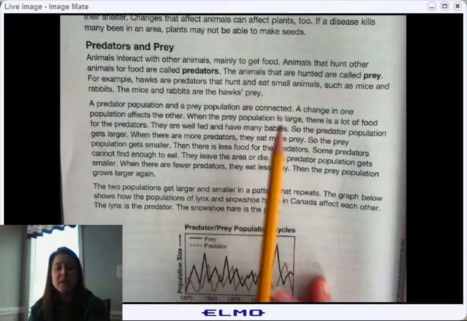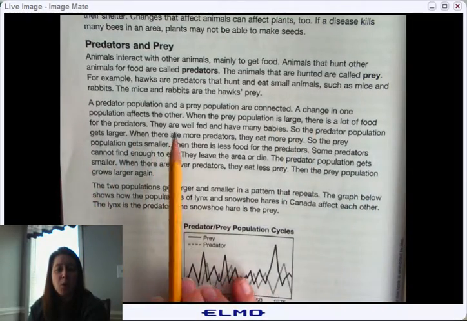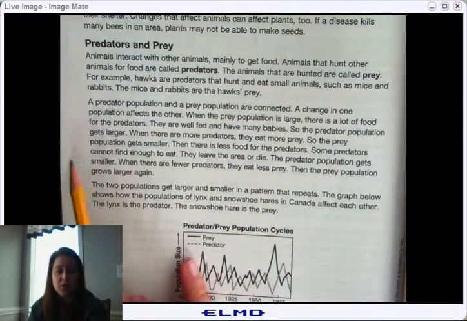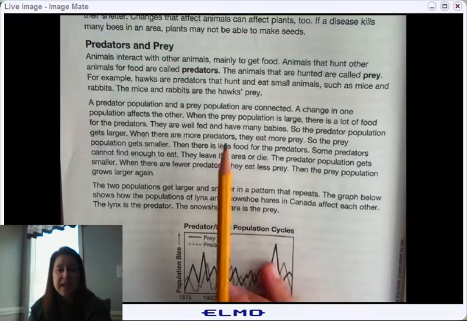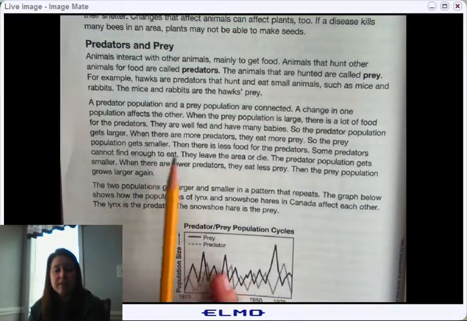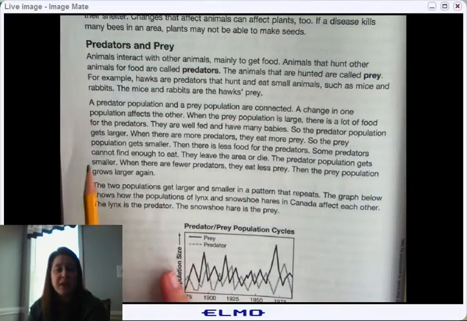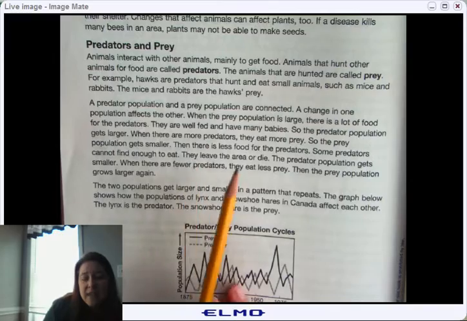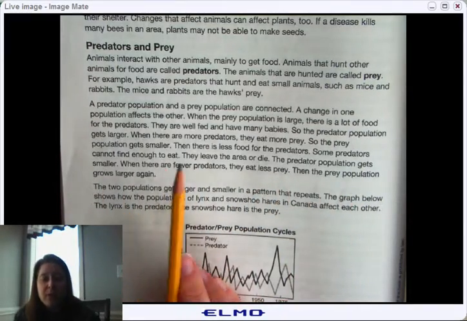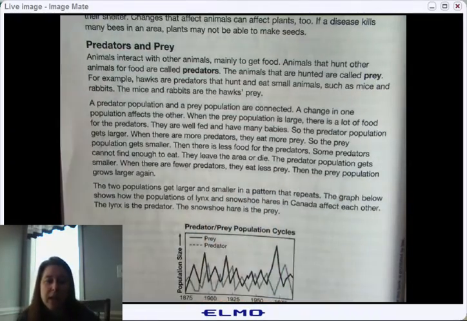When the prey population is large, there is a lot of food for the predators. They also are well fed and have many babies, so the predators' population gets larger. When there are more predators, they eat more prey, so the prey population gets smaller. When there is less food for the predators, some predators cannot find enough to eat. They leave the area or die. The predator population gets smaller. When there are few predators, they eat less prey. Then the prey population grows large again.